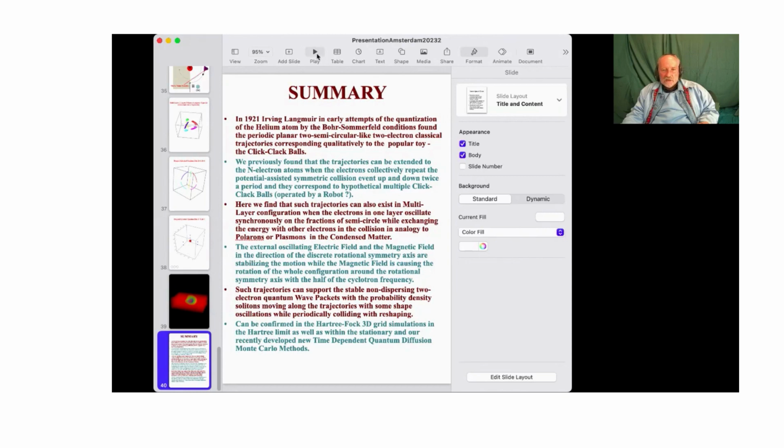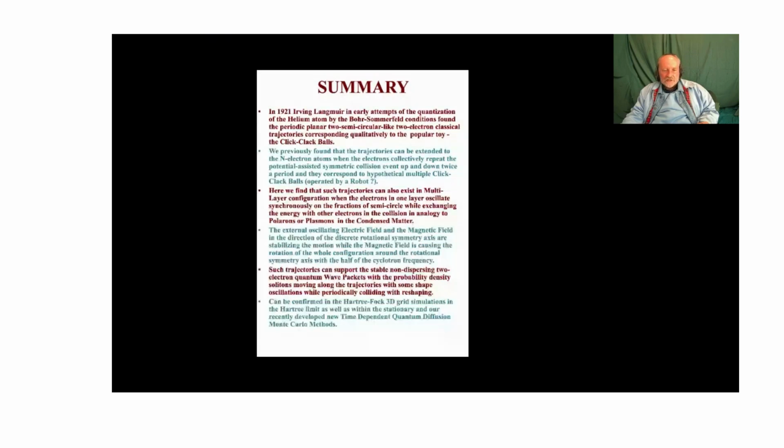And such trajectories can support stable non-dispersing two-electron wave packets with probability density solitons moving along the trajectories with some shape oscillations while periodically colliding with reshaping. And they can be confirmed in Hartree-Fock 3D grid simulations in the Hartree limit, as well as within the stationary and now recently developed new time-dependent quantum diffusion Monte Carlo method.